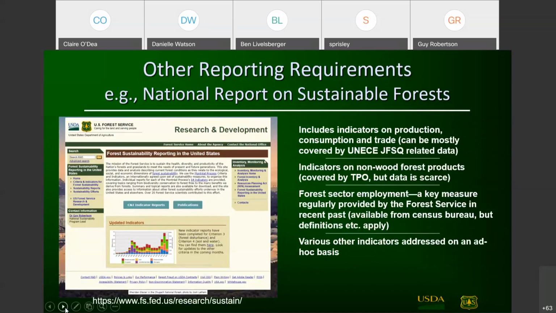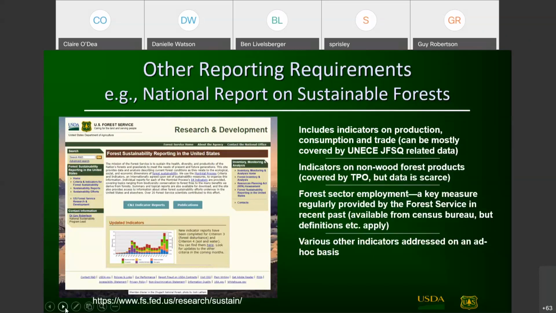All right, there are also a number of USA domestic reporting processes that rely in part on good wood product statistics. One is the RPA assessment. Claire will be talking about that in a few minutes. The one I'm most familiar with is the National Report on Sustainable Forests, which reports out on 54 different indicators of forest sustainability, including 20 indicators in the socioeconomic realm. They include production and trade and wood product statistics, which was amply covered by the Howard Report and more recently by our JFSQ reporting.